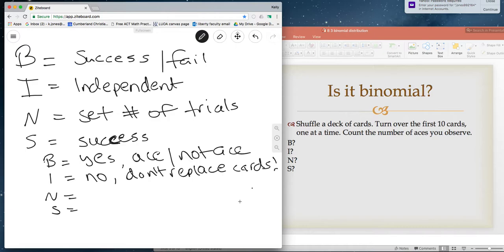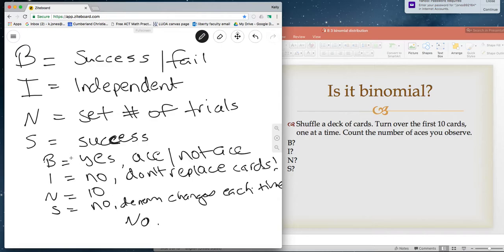It now depends on what you drew. So if your first 3 cards are aces, obviously if you didn't put them back, there's only 1 ace left in that deck. And after you get the 4th ace, there's no more chances of you getting aces. So the most you could get is 4 aces. So your probability definitely changes. Is there a set number of trials? Yeah, it's 10. And is probability of success the same? No. Once again, the denominator will change each time. So is this binomial? No, it is not binomial, and the reason why is it fails.